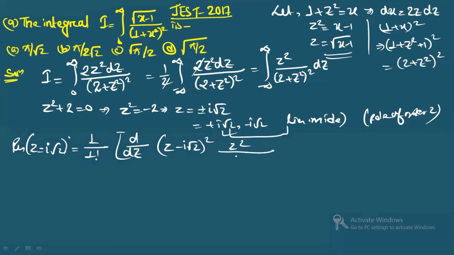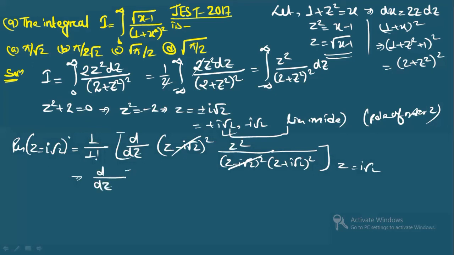The function is z square by (z minus i root 2) whole square, (z plus i root 2) whole square, and z is equal to i root 2. This will get cancelled, and you will have d by dz of this function: d by dz of z square by (z plus i root 2) whole square.